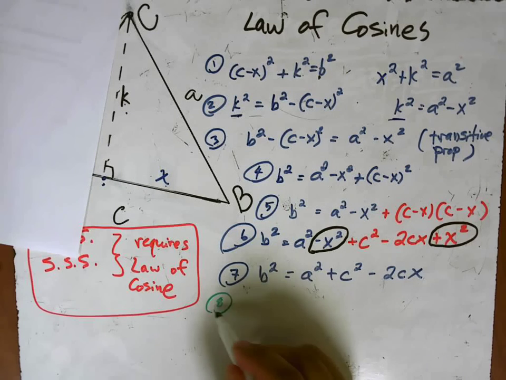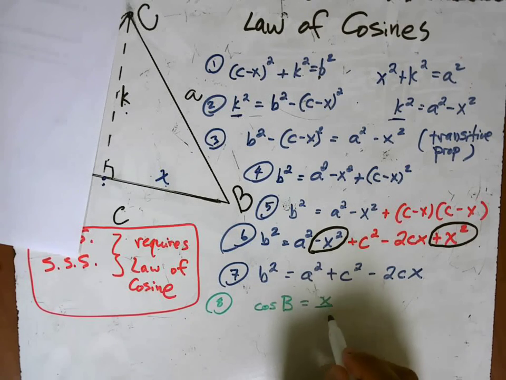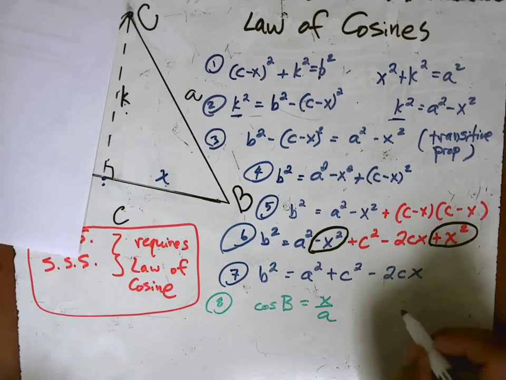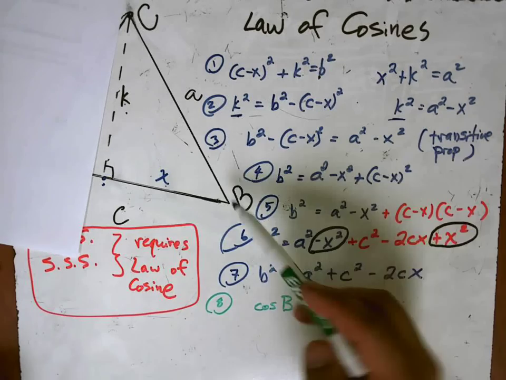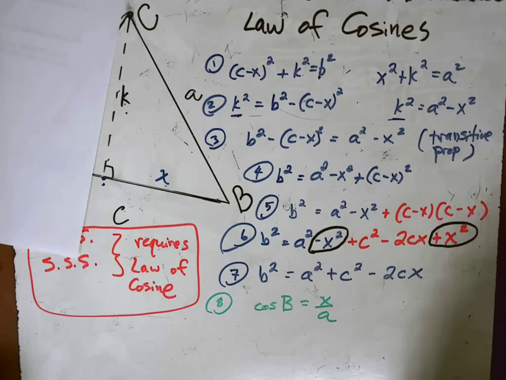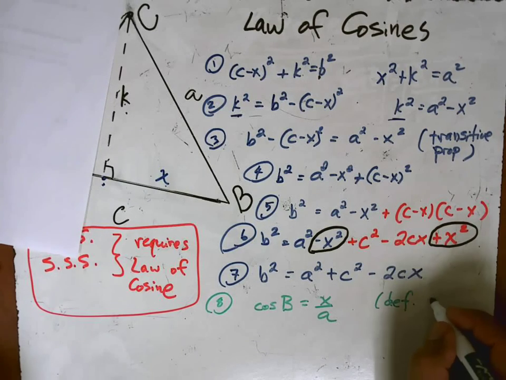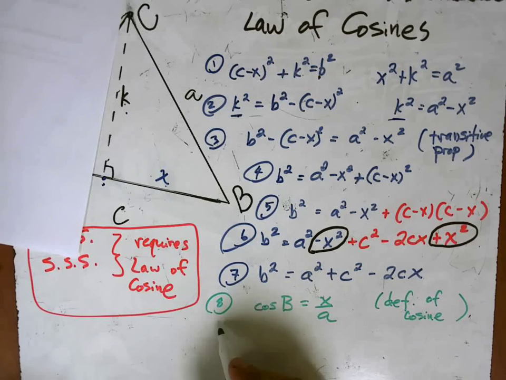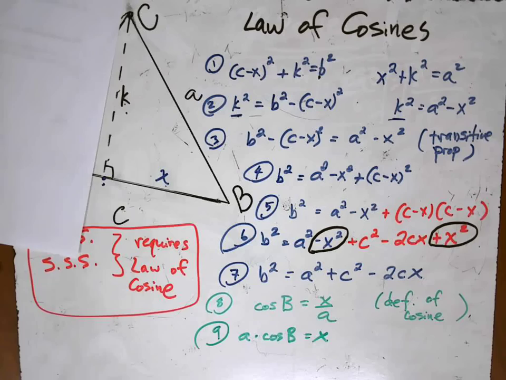So in step 8, I can say cosine of B is equal to x over a. Now you might ask, why would I use cosine, why not sine? Well, if I use sine, I bring k back into the picture. And if I use cosine, that will allow me to solve for x and eliminate it. And so let me write the reason here, and this is the definition of cosine. And we're going to multiply both sides by a, so a times cosine B is equal to x.